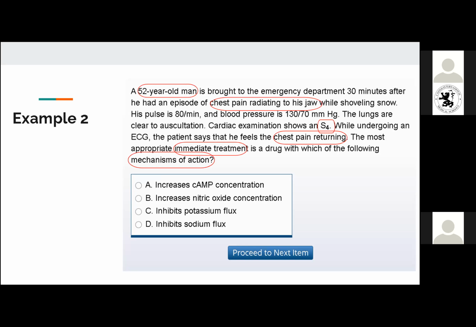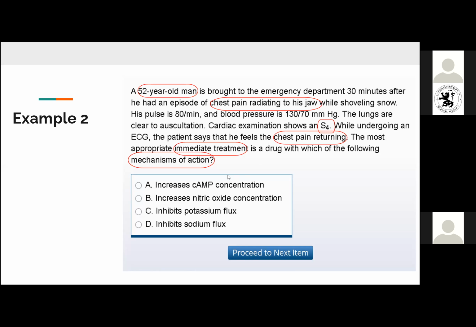Okay, so again, let's extract some important information from this stem. A 52-year-old man, so this is a middle-aged or slightly older man. He's having chest pain radiating to his jaw. So already you should know what the diagnosis is, what this patient is suffering from. Pulse and blood pressure is fine, lungs are clear, cardiac examination shows an S4. So again, this is also an important hint to what he's having right now.